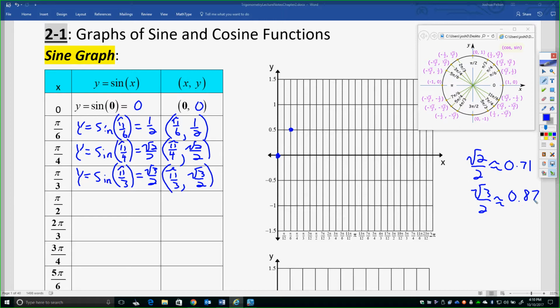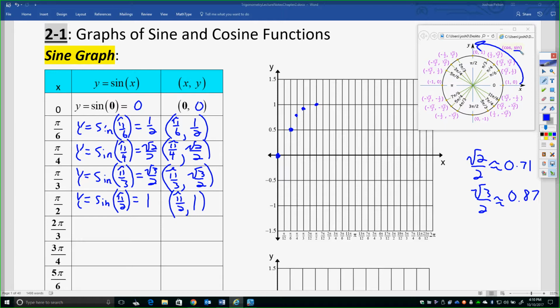So at pi over 4, we go to approximately 0.71. And the next one is pi over 3, which is 0.87. And our next one, pi over 2: y equals sine of pi over 2, we get 1. So that is the first part of the graph, from 0 to 90 degrees. And of course sine is positive in that quadrant.